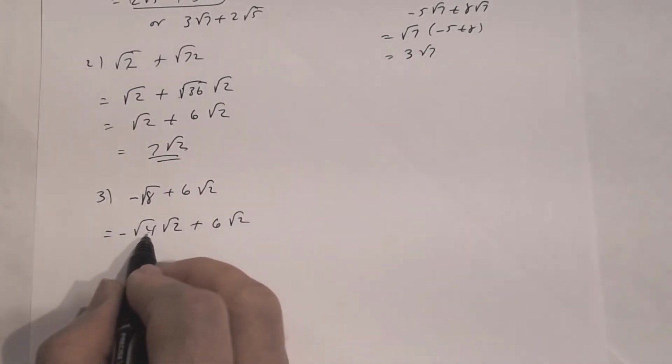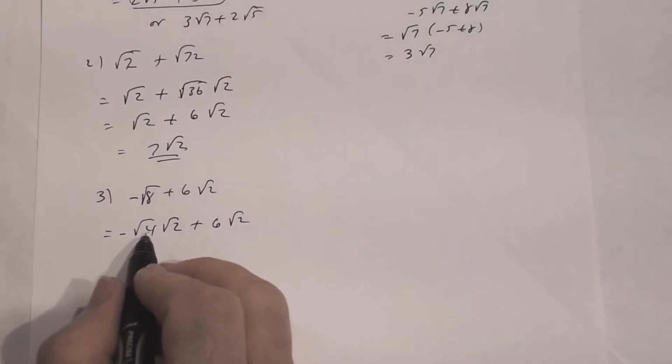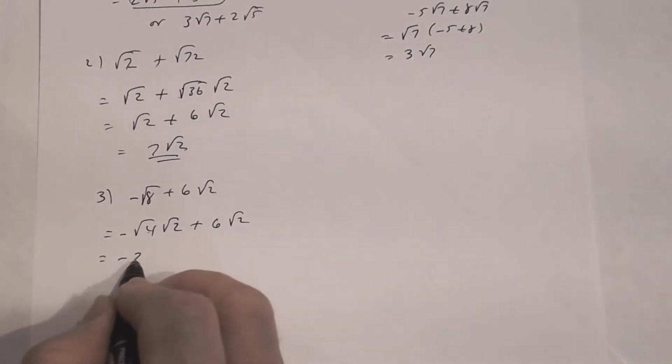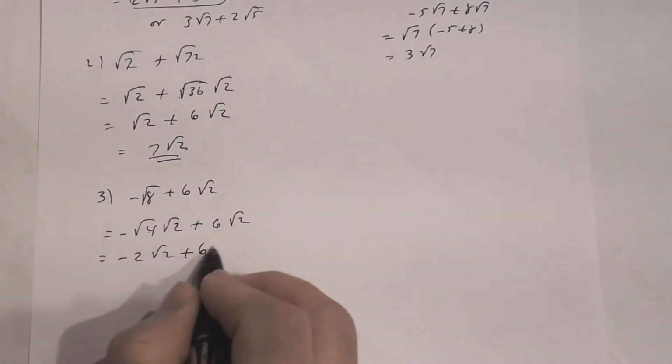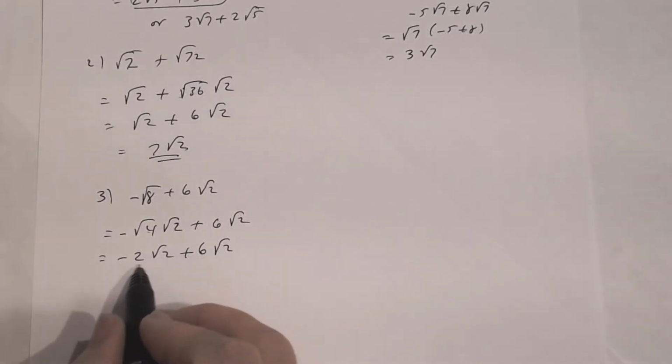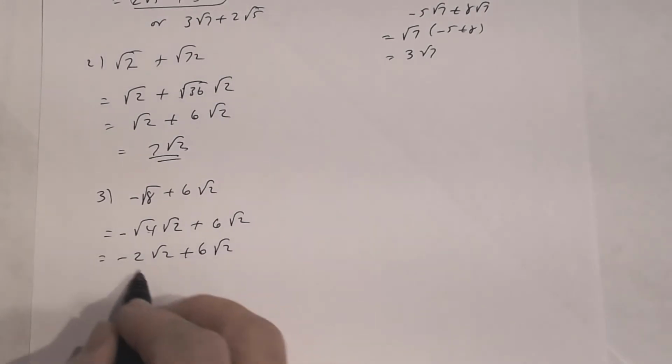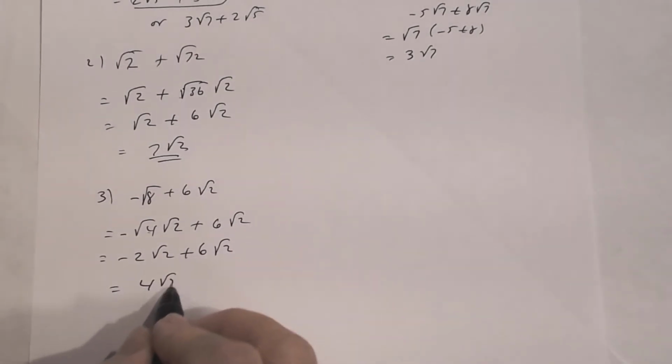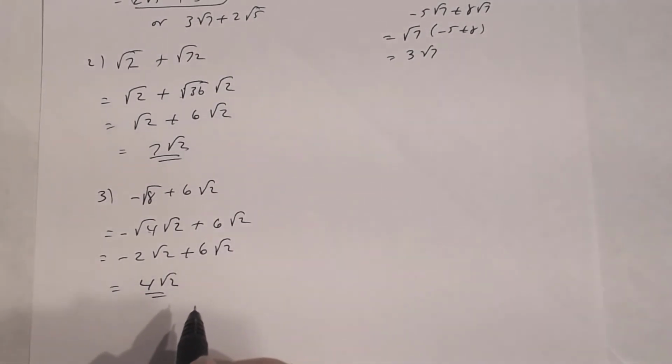Now square root of 4, 4 is a perfect square, so the square root of 4 is 2, so you get negative 2 square root of 2 plus 6 square root of 2, and now those are like terms, and so I have a negative 2 plus 6, which is a positive 4. I get 4 square root of 2. So that's the answer to number 3. So 4 square root of 2.